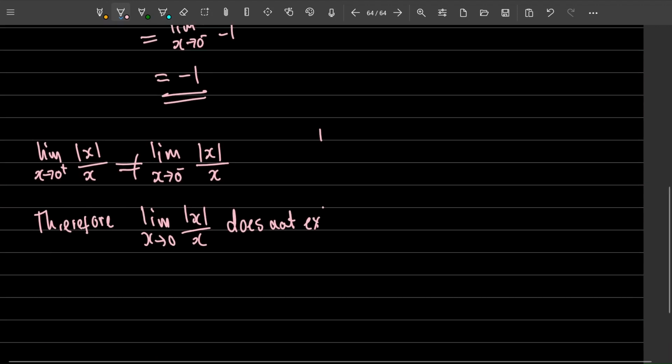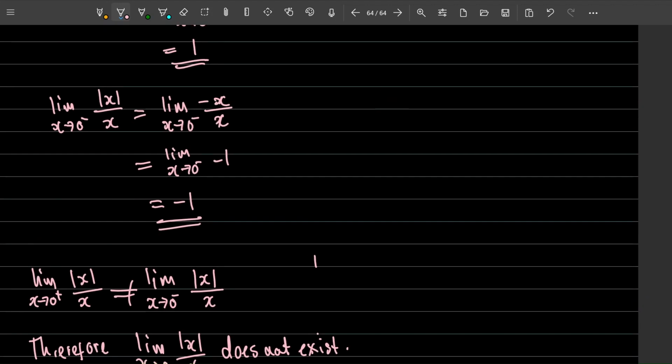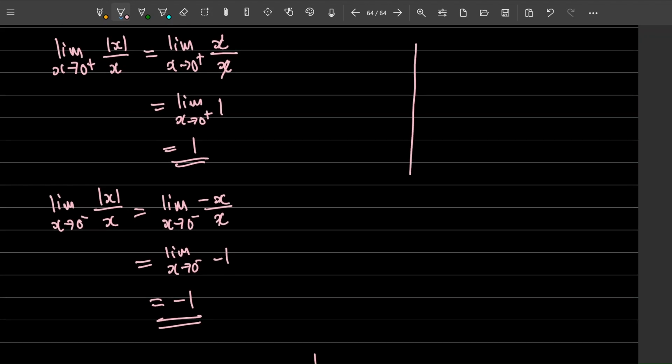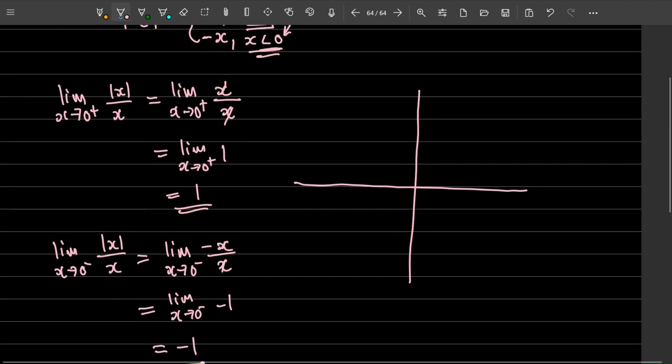It does not exist. What if you're asked, sir, please draw the function for us, we want to see what it looks like? Well, you do the same thing. Draw the function of modulus of x over x. We go to our piecewise function and see where things are happening. It is at x equal to 0. So at x equal to 0, that's where things are happening.